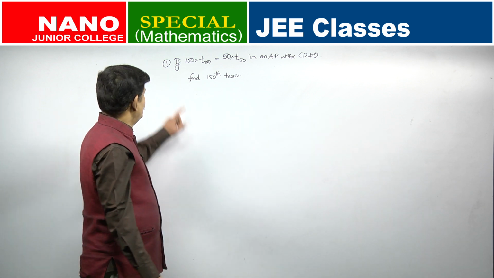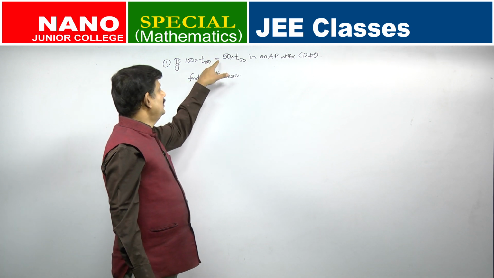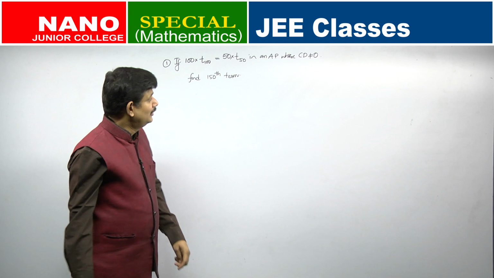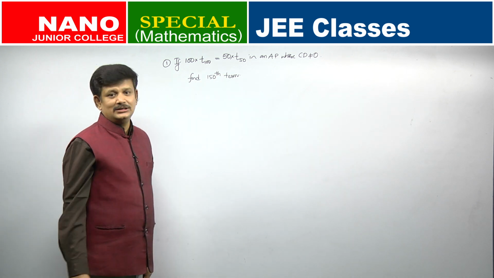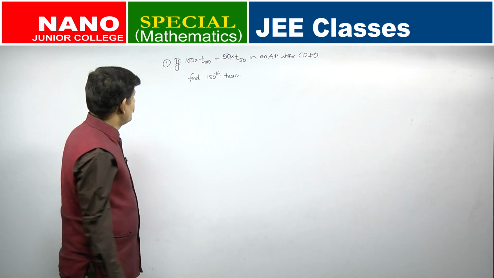What is the question? If 100 times the 100th term of an AP is equal to 50 times the 50th term of that AP whose common difference is not equal to 0, find the 150th term. Find the 150th term. So, how to solve this?